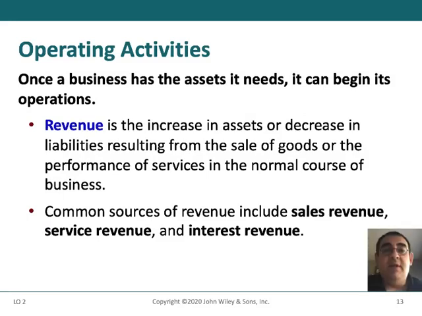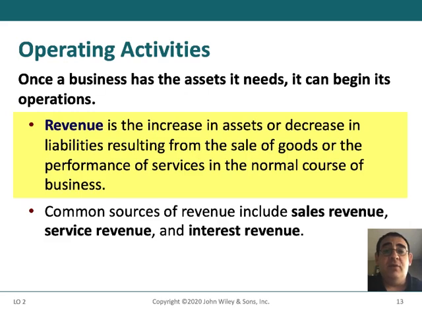And the last activity is often the biggest one, and that's the operating activity. So once a business has obtained the financing it needs to purchase the assets that it needs, it can then begin its operations. And within its operations, it generates revenue and incurs costs. So for-profit businesses will sell products or services. Not-for-profits will derive revenue from donations or fundraising drives, those kinds of things.